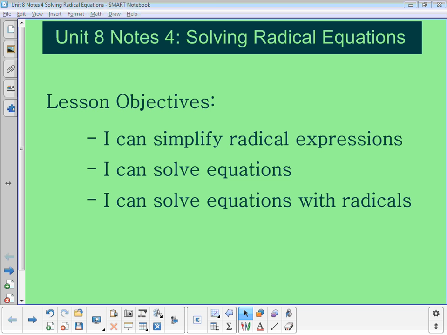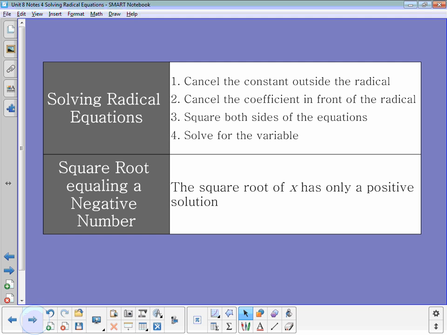Our objectives today are simplifying radical expressions, which we've been doing for a week now, solving equations, which we have done for a long time now, but we're going to be solving equations with radicals today. So those are the three things that we really need to be able to do.